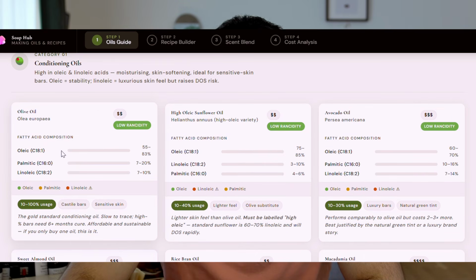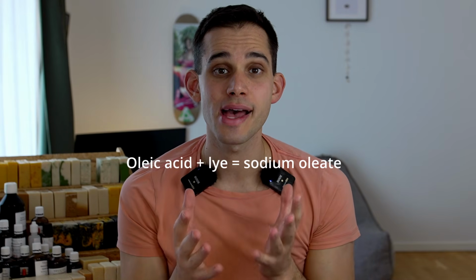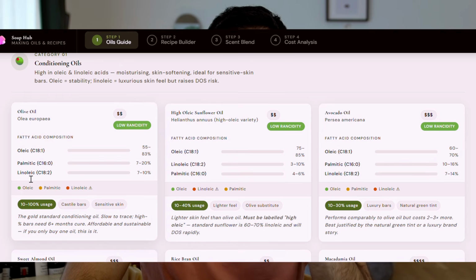If we look at the fatty acid composition, you will see that most of these oils contain oleic acid and linoleic acid and a bit of palmitic acid. Oleic acid is basically what adds conditioning properties to your lather. So once it reacts with lye, it converts to sodium oleate, and that's basically what creates the conditioning and gentle lather. But they also have a high concentration of linoleic acid. And linoleic acid is basically the main cause of dreaded orange spots because it oxidizes very, very easily.